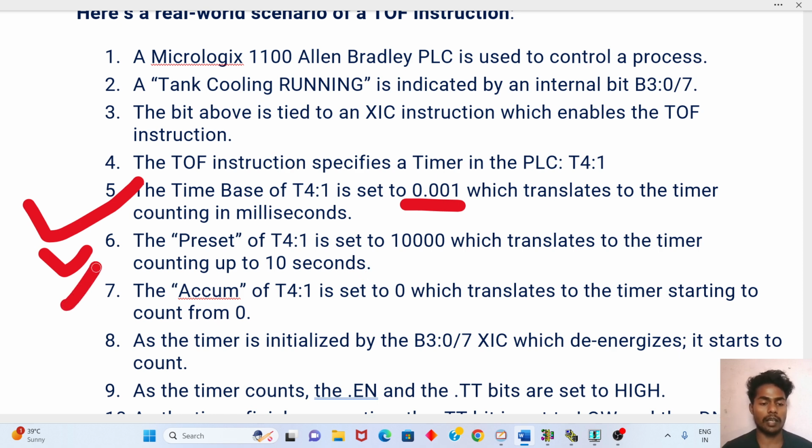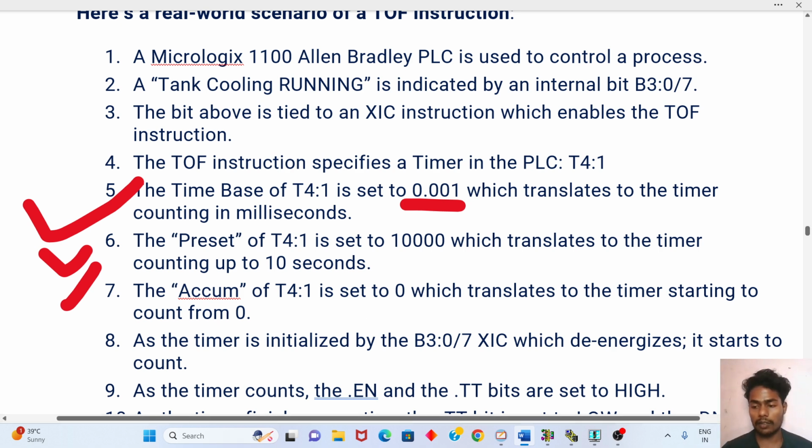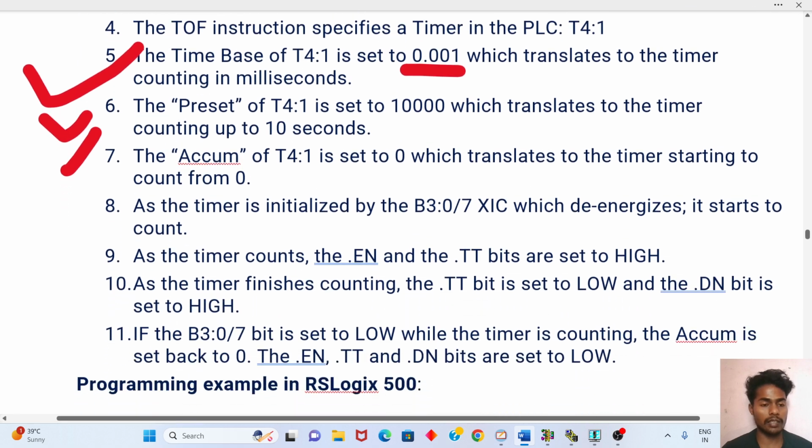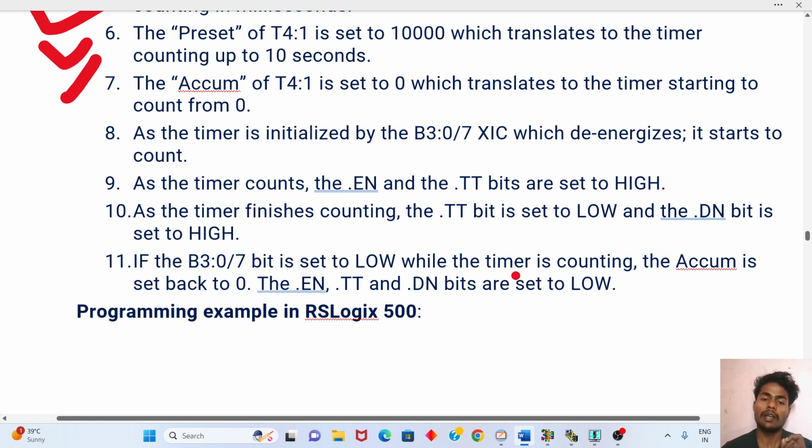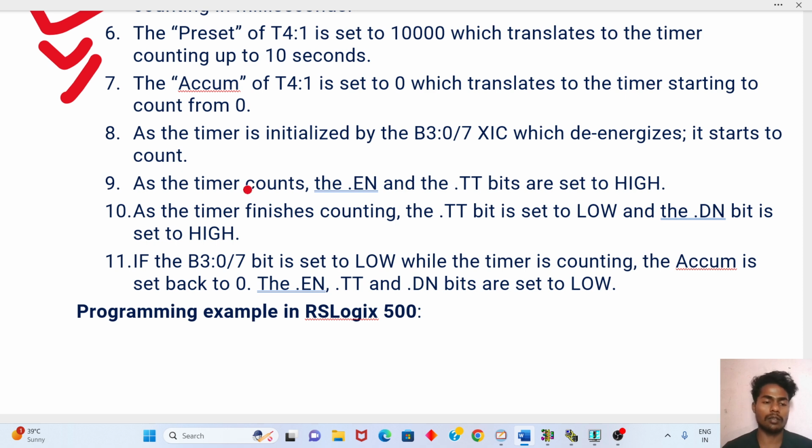And seventh, the accumulator of T4:0 is set to 0, which translates to the timer counting from 0 to 10,000, which is 10,000 milliseconds, equal to 10 seconds. Eighth point: as the timer is initialized by B3:0/0 being de-energized, it starts to count.